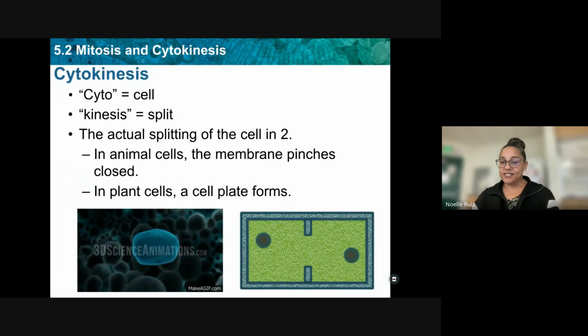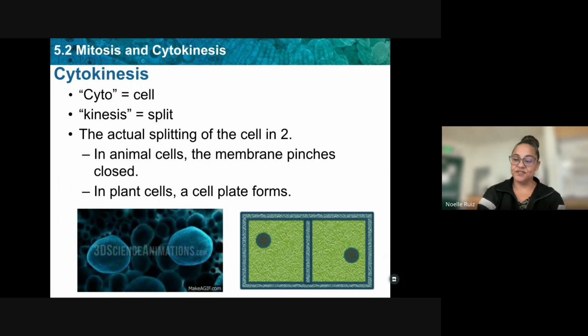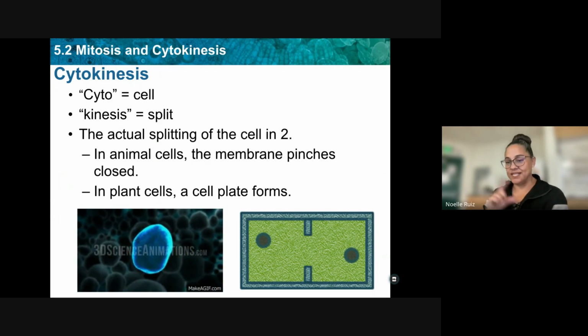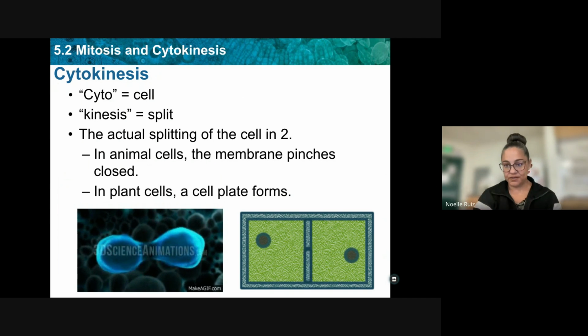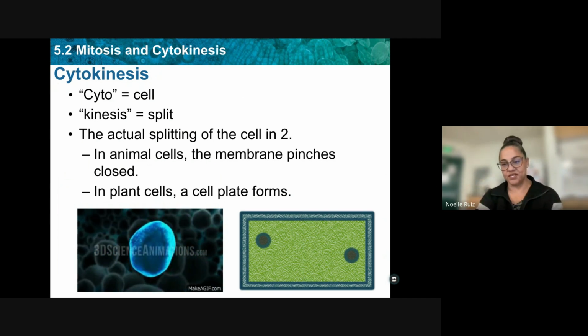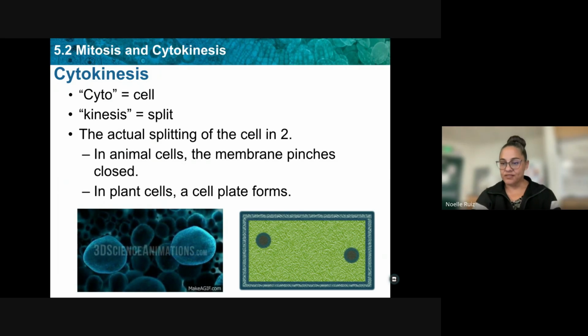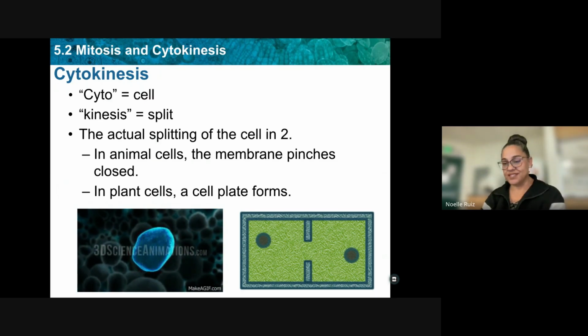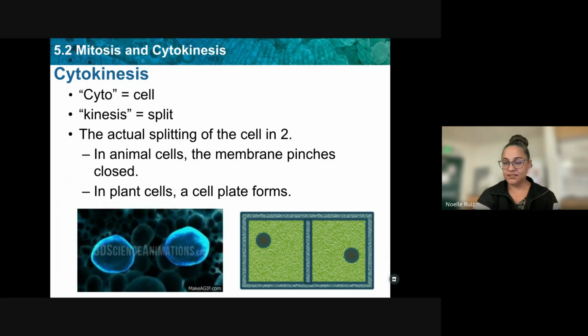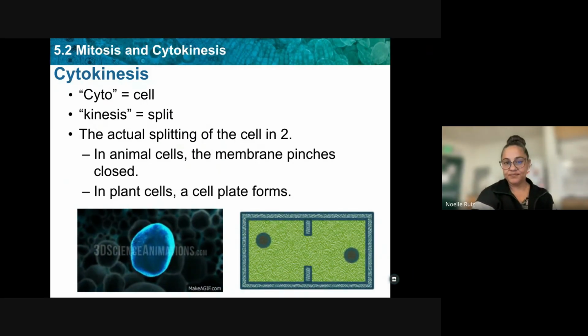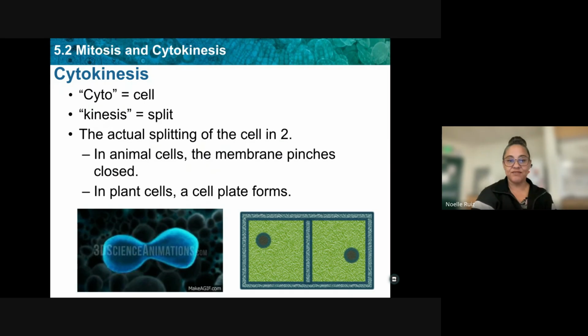And then cytokinesis is also part of the M stage of the cell cycle. So mitosis and cytokinesis are grouped together. Four phases of mitosis, cytokinesis gets tacked on at the end. So we talked about before, the prefix cyto means cell. And the word kinesis means to split. So this is the actual splitting of the cell in two.